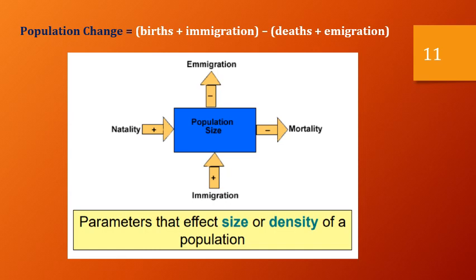Okay, so take note of this formula. We have population change is equal to the birth plus immigration minus death plus emigration. So kapag nagdagdag, we have natality, and kapag may immigration, that increases the population size. Kapag emigration, may umalis, okay, so kapag may umalis and kapag may namamatay.